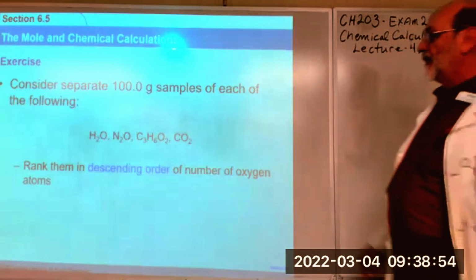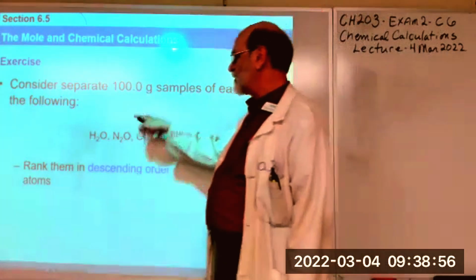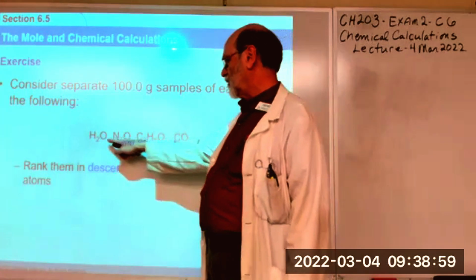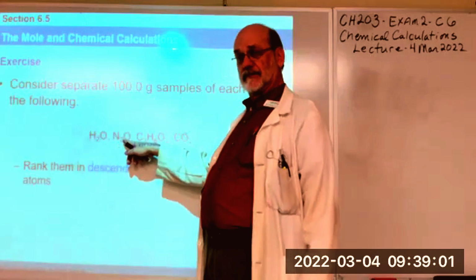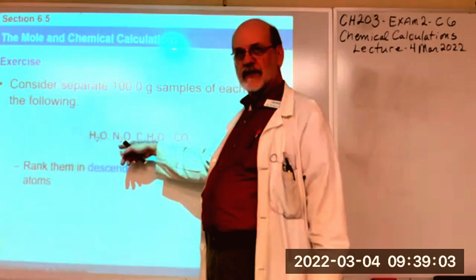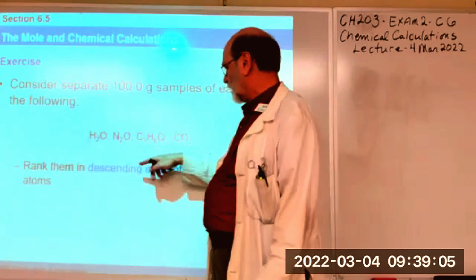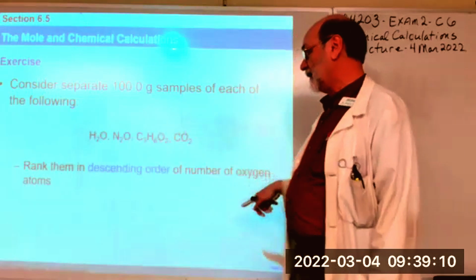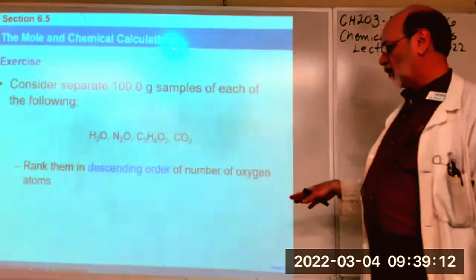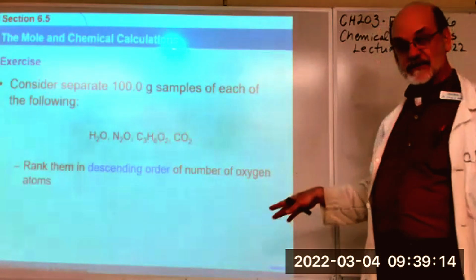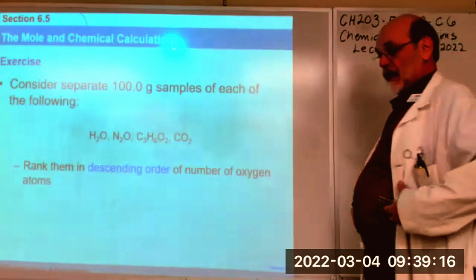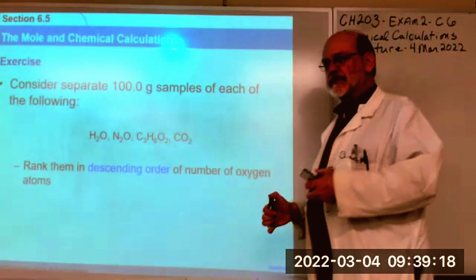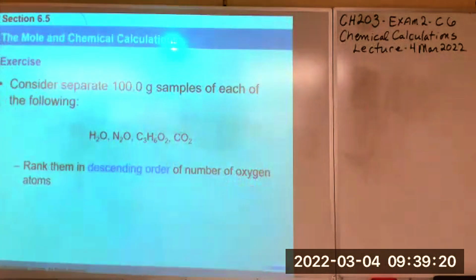Now consider 100-gram samples of each of the following: water, dinitrogen monoxide, which is laughing gas, nitrous oxide, propionic acid, I think, and carbon dioxide. Put them in descending order of number of oxygen atoms. All right, so this is one of those problems. When you're faced with a complex problem, look for ways to simplify. Bust it into smaller pieces.